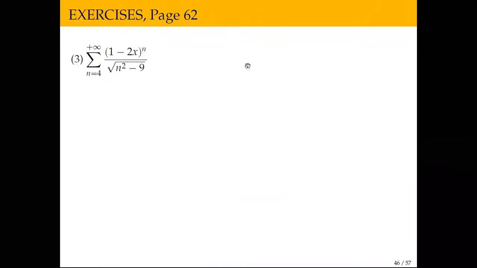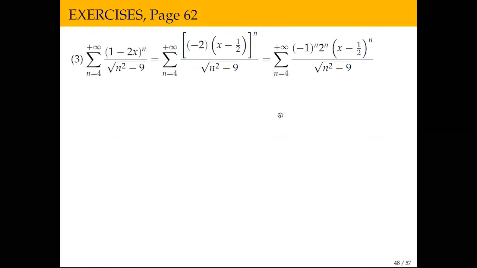For number 3, we have the following infinite series. So for us to determine the center of this power series, we have to factor out the numerical coefficient of x. Again, given this infinite series, if you want to look for the center of this infinite series, you might want to factor out the numerical coefficient of x. If you factor out -2, you'll get the following. And as you distribute the power n to -1, to 2, and to x minus 1/2, you'll get the following.